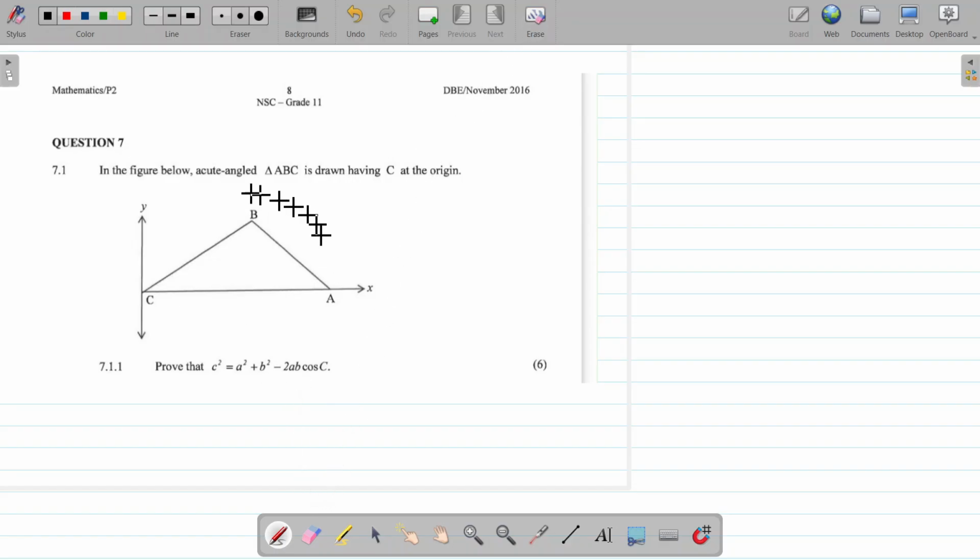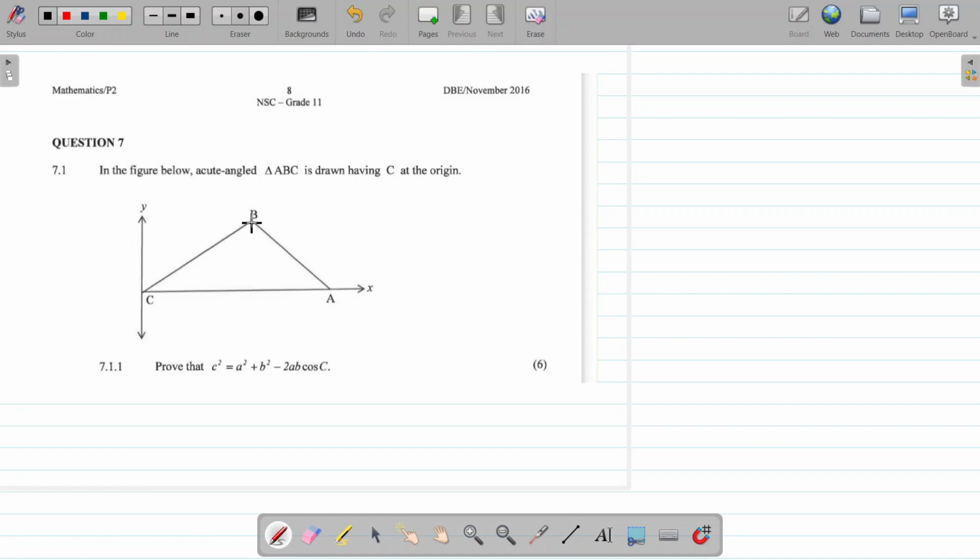Now, from this statement where they tell us that in the figure below, acute angled triangle ABC is drawn having C at the origin, we are asked to prove that c squared equals a squared plus b squared minus 2ab cos of C. For those of us who don't know, this is the cosine rule. We are asked to prove the cosine rule. Right. So now, here's what we're going to do for this cosine rule. We are going to draw a height from B going all the way to the base CA.